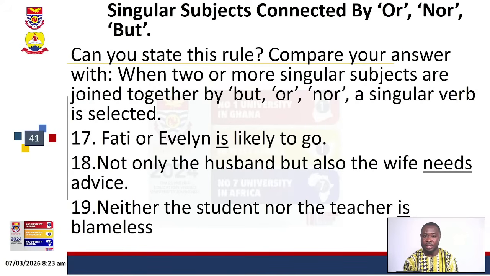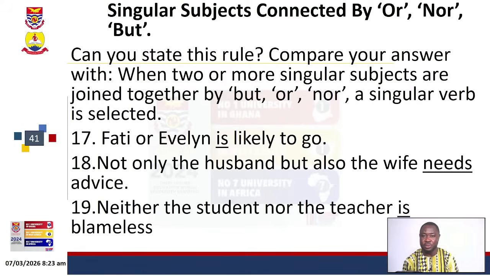Fatty or Evelyn is likely to go. We are not choosing both. We are choosing one. Fatty or Evelyn is likely to go. Not only the husband, but also the wife needs advice. Not only the husband, but also the wife needs advice.